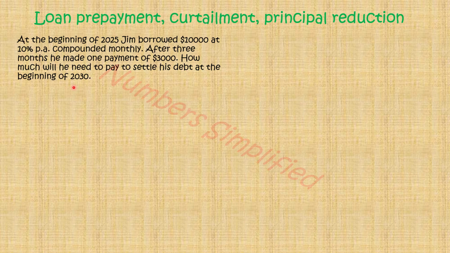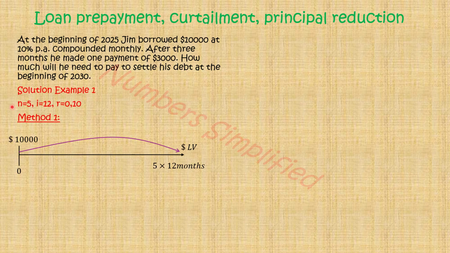The first thing to note is that we have to find out all the parts that were given, or rather the components of the formulae that we are going to use. We know that n, the number of years according to our formula, is 5 years. The i, the compound period, is 12 months in a year, so we will have that as 12. And the interest rate is given to be 0.10 in decimal form, which is basically the 10%.